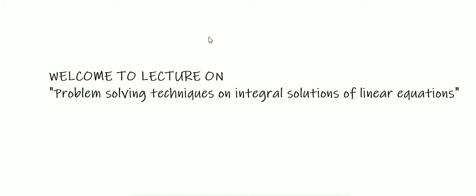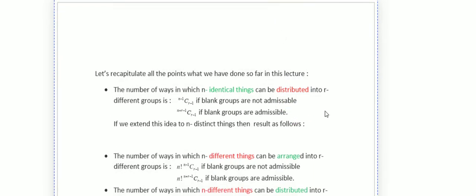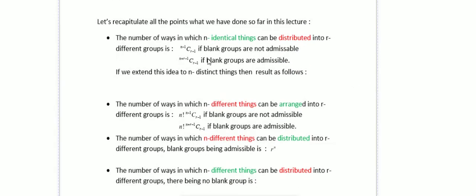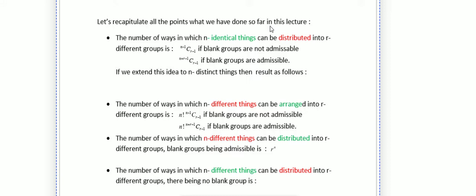In a nutshell, the essence of the last class is on the following points. If you capsulate all the points we have covered so far in the previous lecture: the number of ways in which identical things are distributed with blank groups, without blank groups; different things, arrangement; different things, distribution. So these are the points we learned in the last session.